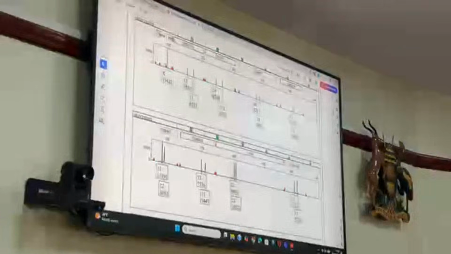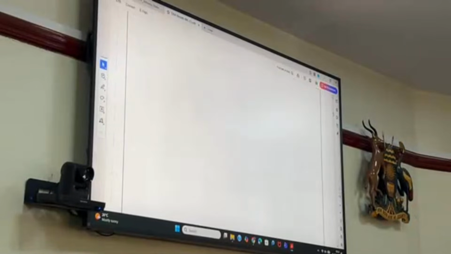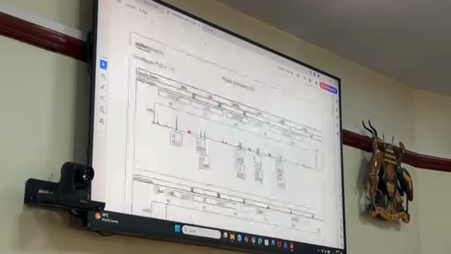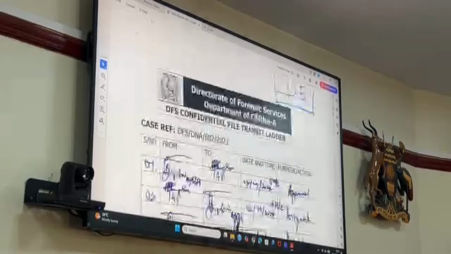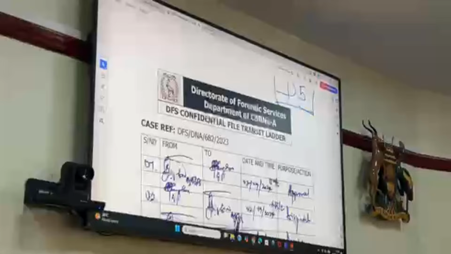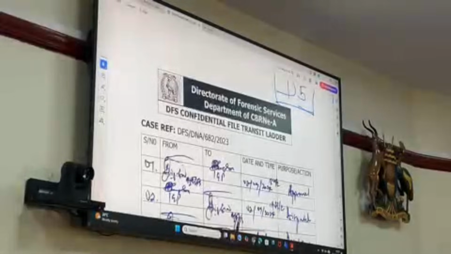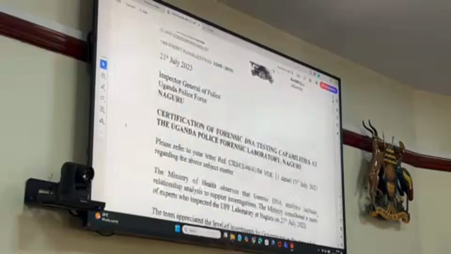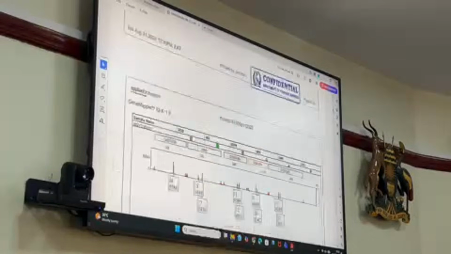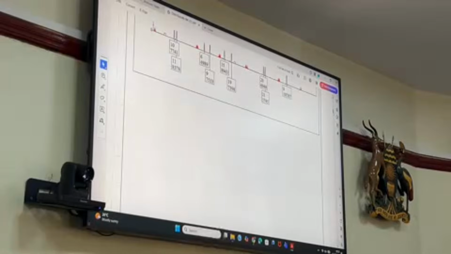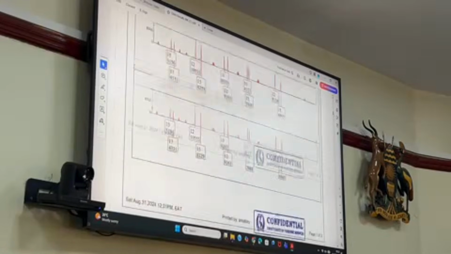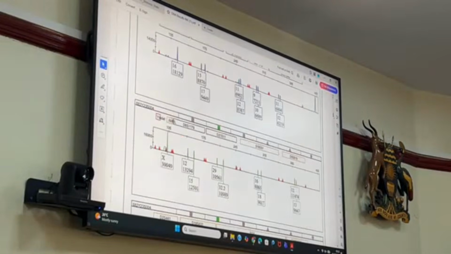Where did you get that document from? So this document is the one I've referred to as the DFS confidential file transit folder, which was supplied by KAA and referred to in my statement. And on what page can we find Mother Katanga's DNA? Mother Katanga's DNA profile starts on page 13.